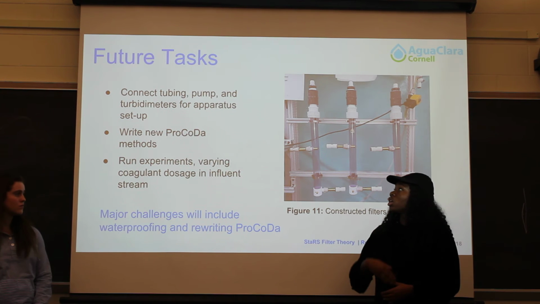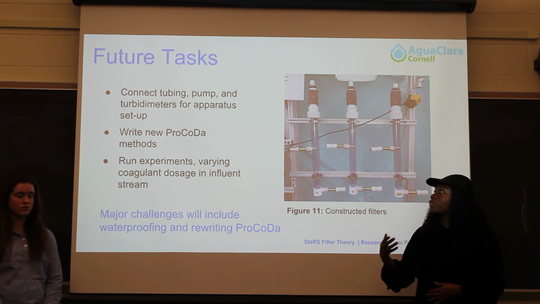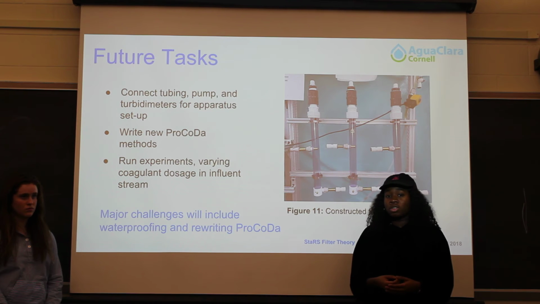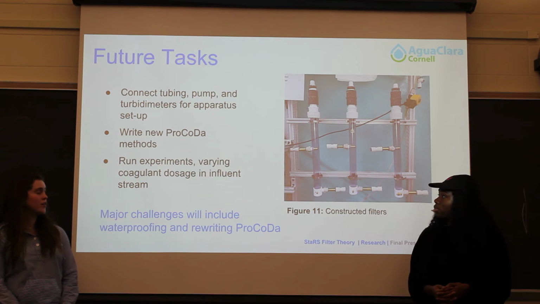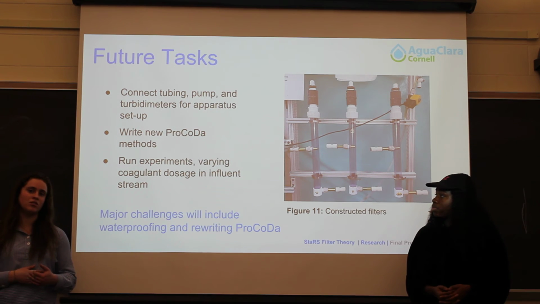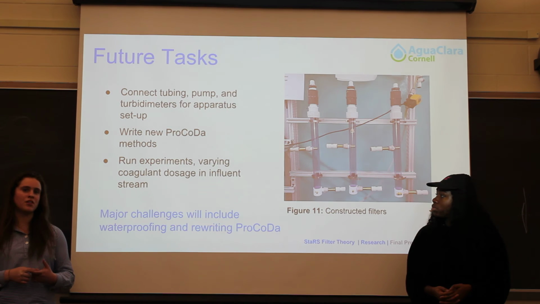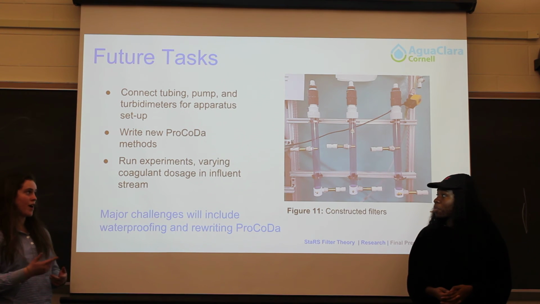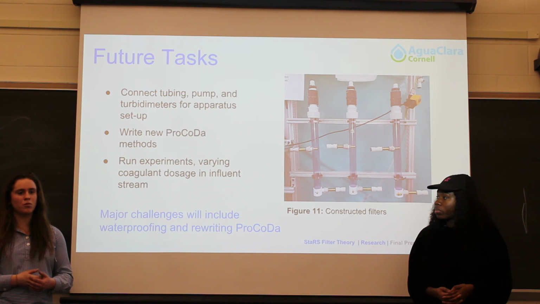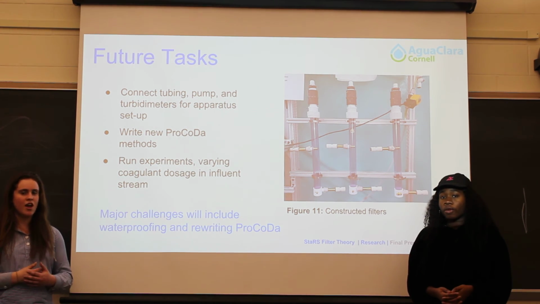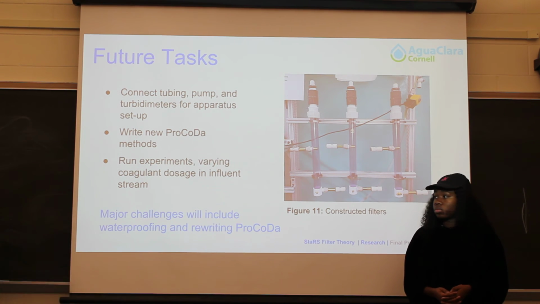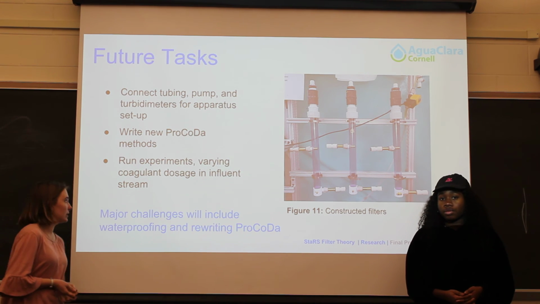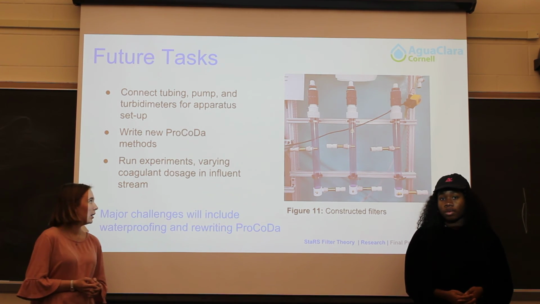Additionally, we still need to find tubing, pumps, and turbidimeters to finalize our current apparatus setup. The next step for the next semester team will be to write new Procoda methods. The new Procoda methods will have to take into account the 3 apparatuses, or the 3 filters. So there will be a pump that has 3 heads to cause backwash, and also 3 effluent turbidimeters to measure the turbidity out of each filter. And then after we write our Procoda methods, we will begin running experiments.